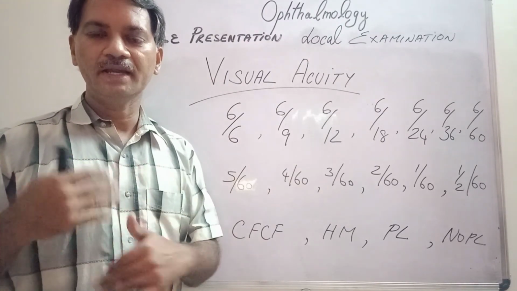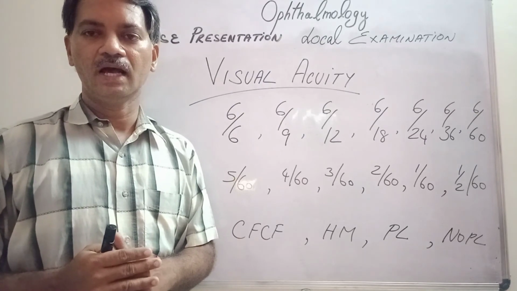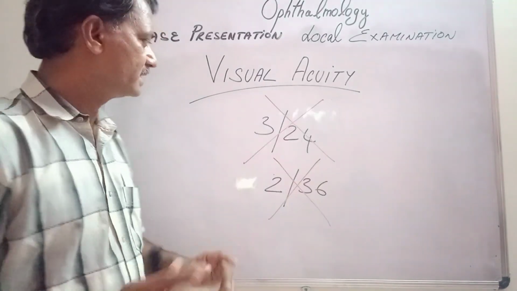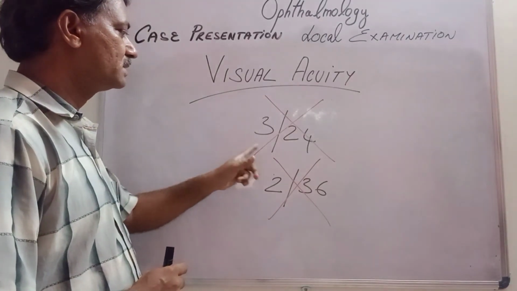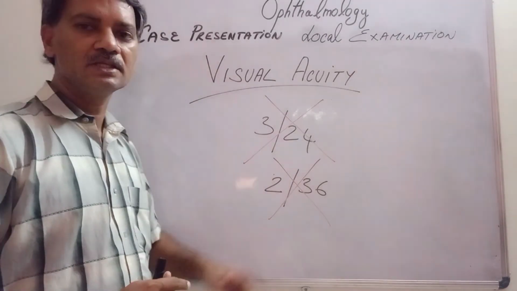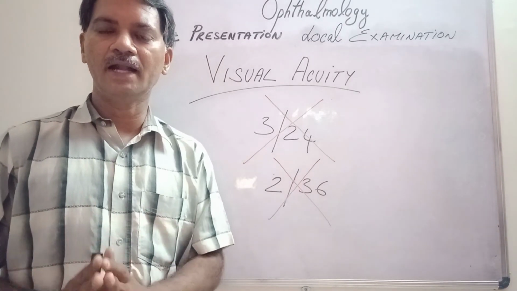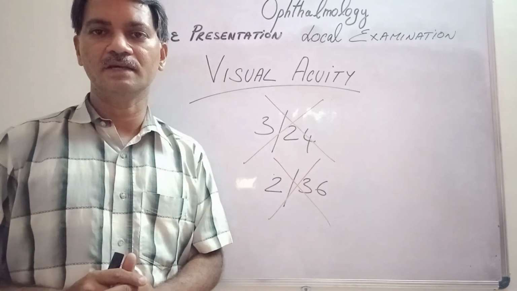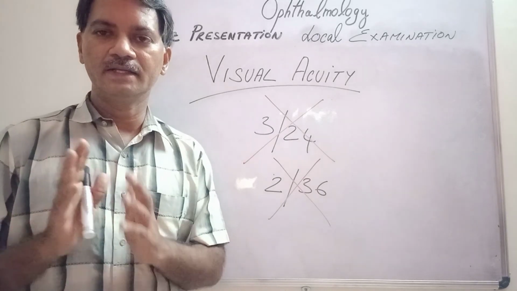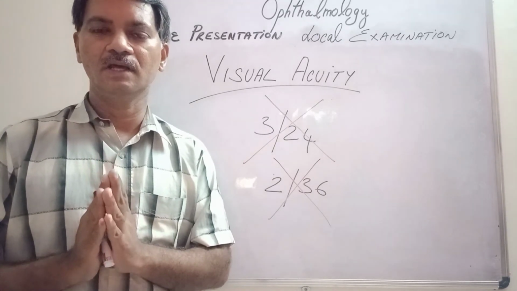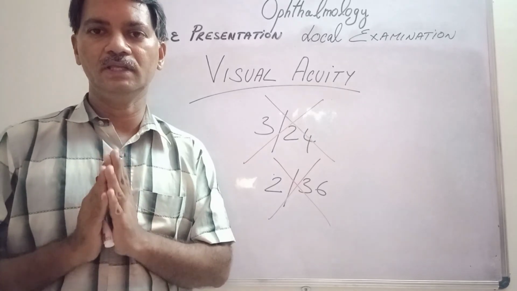If you are going to write any other visual acuity against the eye, then that will definitely be wrong. For example, recording visual acuity as 3 by 24, 2 by 36 are all wrong, and it is totally unacceptable, and you deserve to be failed in the examination. So I tell you, visual acuity is the most important part of an examination. We have to do it properly.